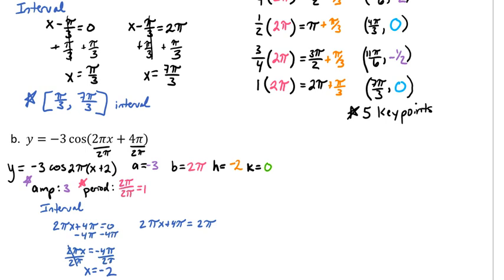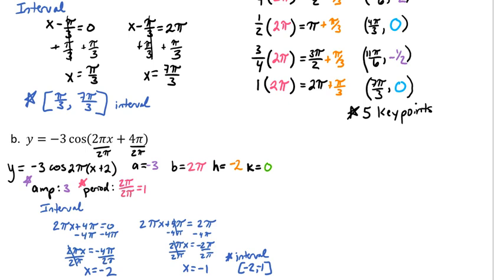Then on the other side, we'll do the same steps. So we'll subtract 4 pi from both sides, which gives us 2 pi x equals negative 2 pi. Then we'll divide both sides by 2 pi, leaving us with x equals a negative 1. So this is our interval from negative 2 to negative 1.